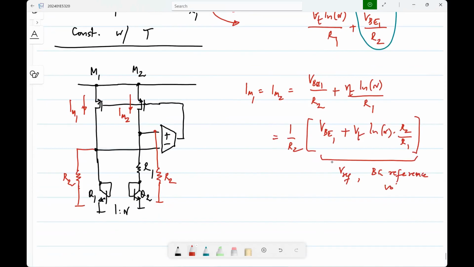One thing I forgot to mention while initially deriving PTAT, it is PTAT only if the resistor does not have a temperature coefficient, right? That is, it is VT log n by R. VT log n is proportional to absolute temperature. If R varies with temperature, you will get some other temperature dependence. So the PTAT current is dependent on the resistors being temperature independent. And this current reference, you can call this a current mode band gap.